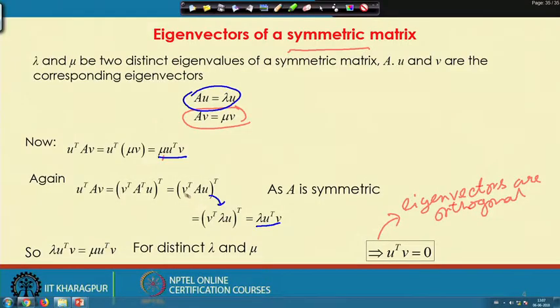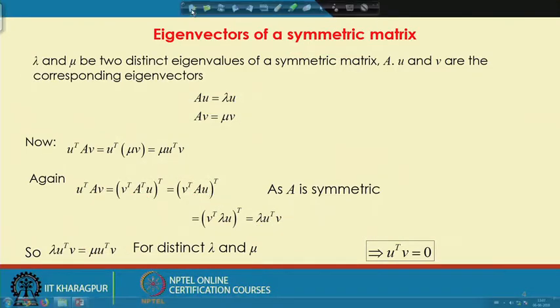However, this orthogonality is only for symmetric matrices. For any general matrix, we cannot show that they are orthogonal to each other. Only if we can do this step, A transpose is equal to A as A is symmetric, we can say that mu u transpose v is equal to lambda u transpose v, and now as mu and lambda are distinct, u transpose v should be 0.